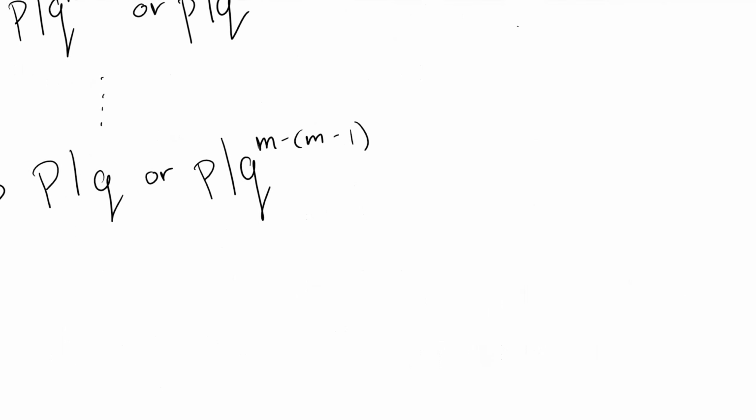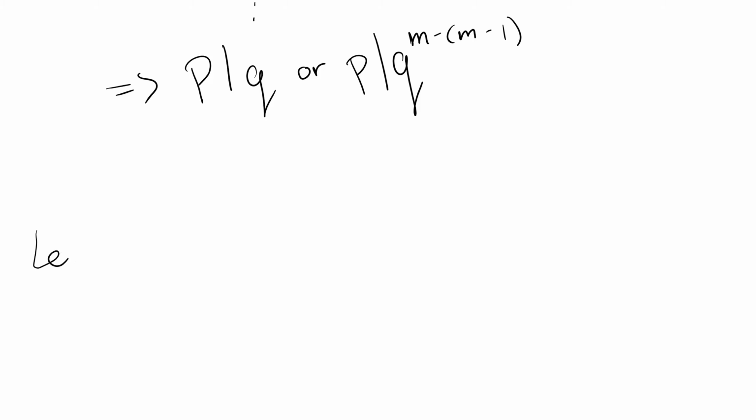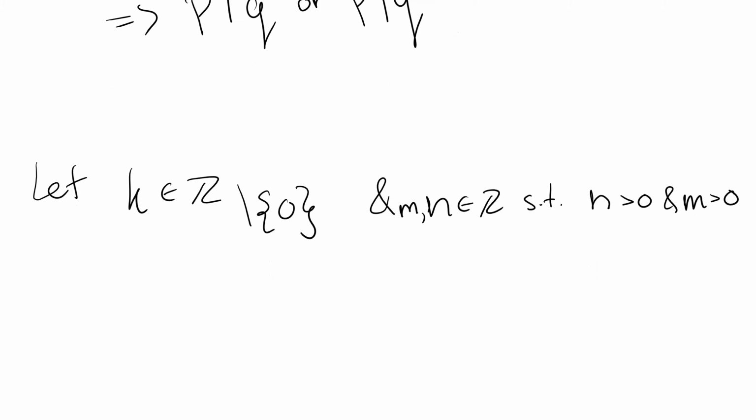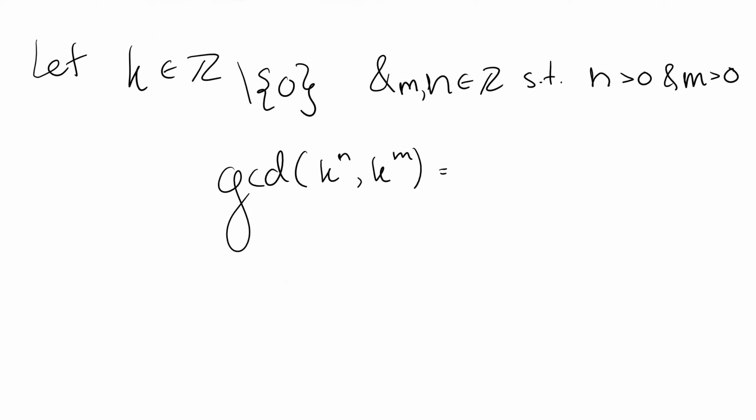Oh yes, no, I do have another one. Okay, so let's say K is some non-zero integer, and M and N are integers such that N is bigger than 0 and M is bigger than 0. Okay. So then GCD of K to the N, comma K to the M, well, who in the heck is that going to be? Well, it's going to be whoever's bigger. Is it N or M? Who's bigger?